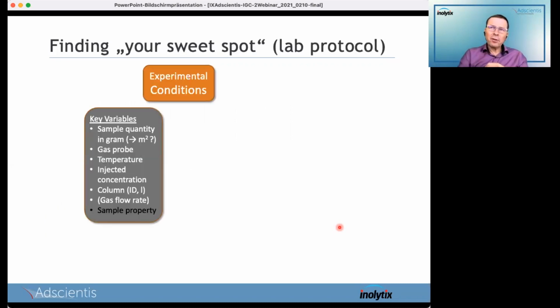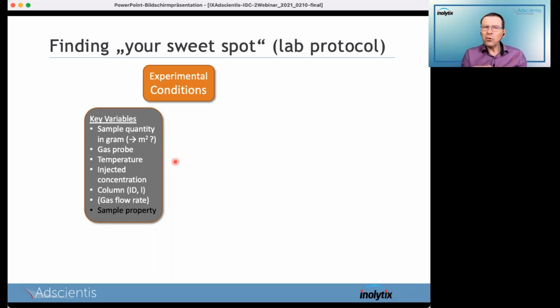I have thought about how to describe the lab protocol and the experimental conditions, because you have a lot of different variables which you can turn and change. Let's say the key variables so far are the sample quantity in grams. Of course, this provides the overall total square meters in the column. We have the gas probes. We have the temperature. Temperature is very important. We have the injected concentration of your gas probe, and we have the column diameter and length, and also the gas flow rate.